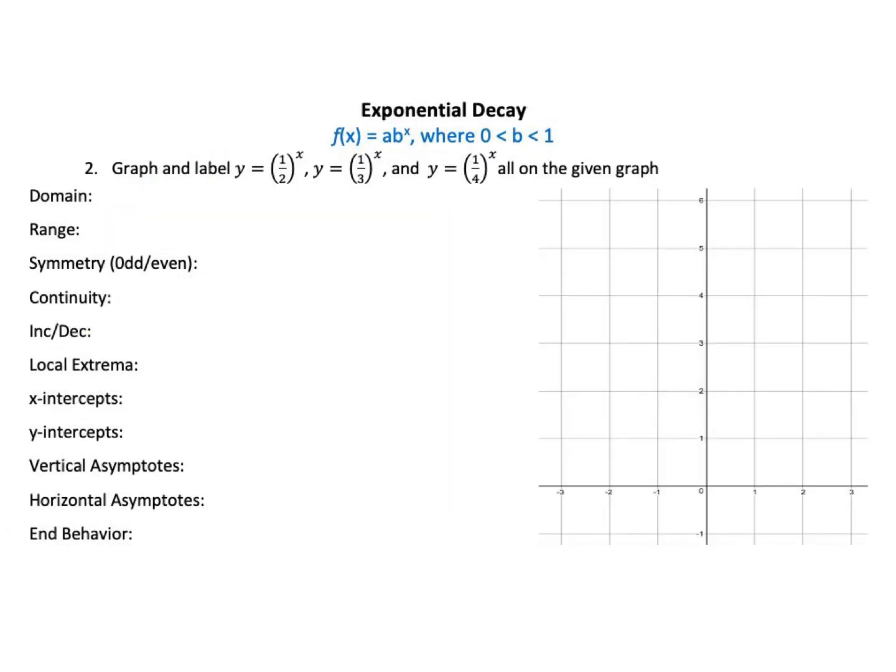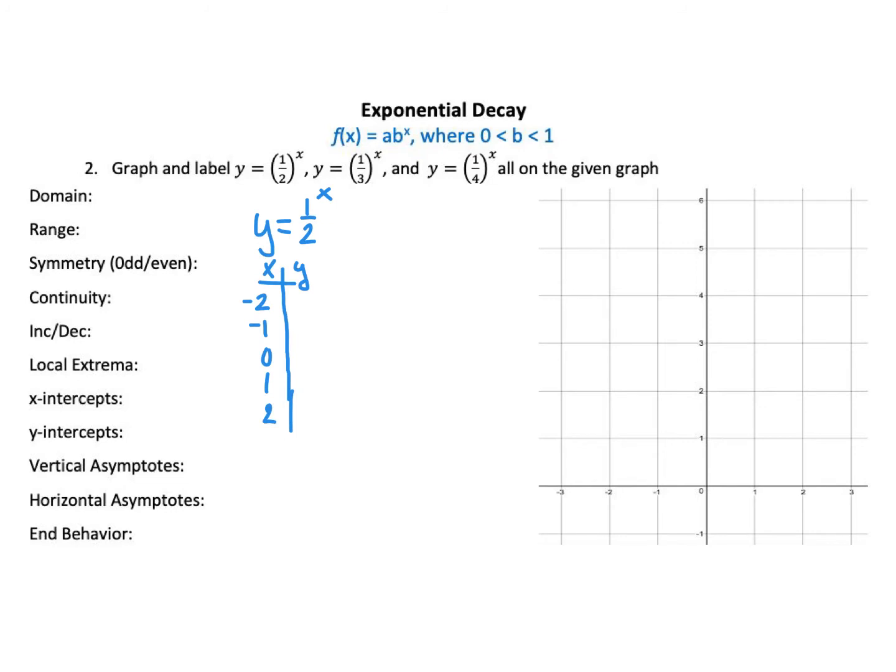Let's look at how these graphs change if the base of our function is a value smaller than 1. It's going to be exponential decay if your base is between 0 and 1. Remember that your base cannot be negative in an exponential growth or decay function. So let's first look at y equals 1/2 to the x power.